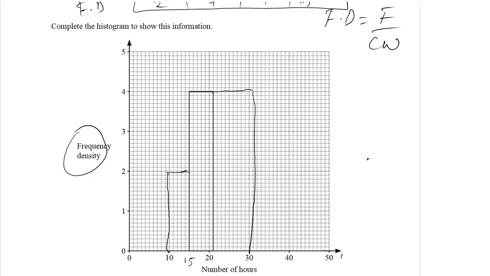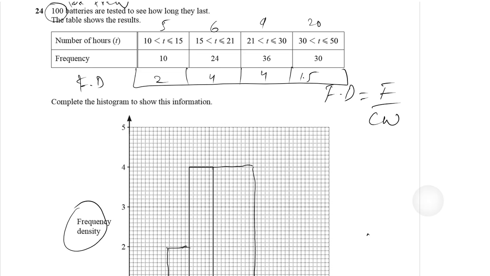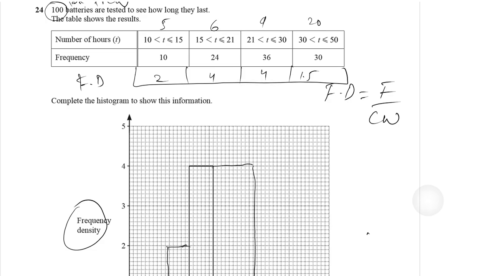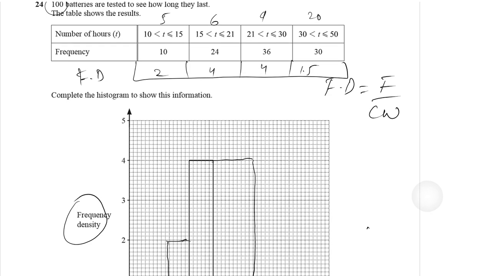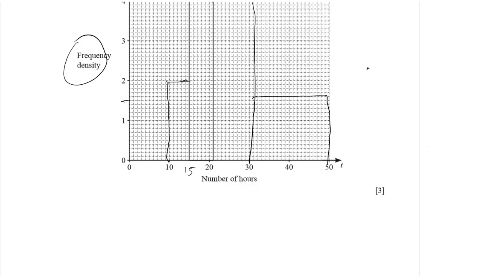All right. With the scale, you can draw it neatly, and you must do it neatly. And 30 to 50 is 1.5. 30 to 50, it is 1.5. This would be your center. So this is your histogram.